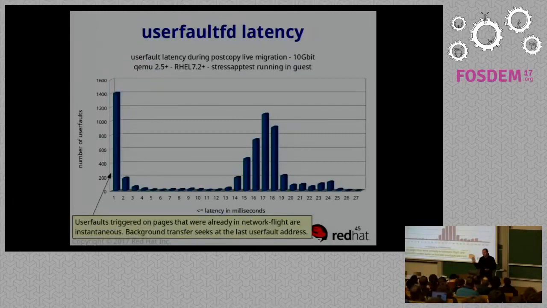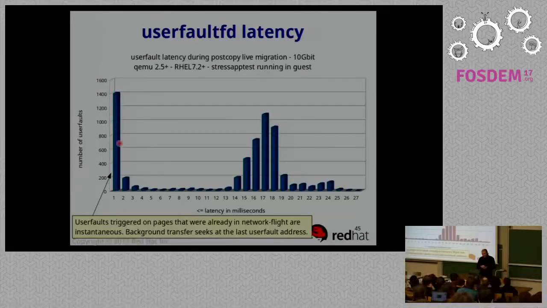So the user fault latency is similar to something, you can imagine it like swap, and this is a chart showing during postcopy live migration what's the time it takes for the guest to access the remote memory. And again, it's not very different from swapping. We are talking about 17 milliseconds. And this is, of course, on a 10 gigabit Ethernet, so it's not even the fastest possible.